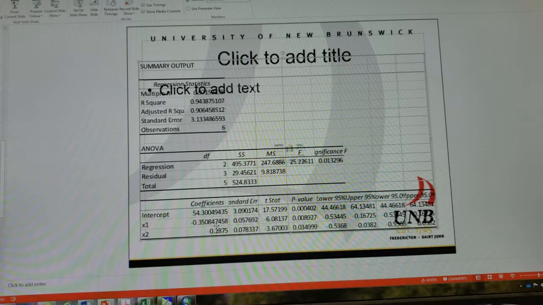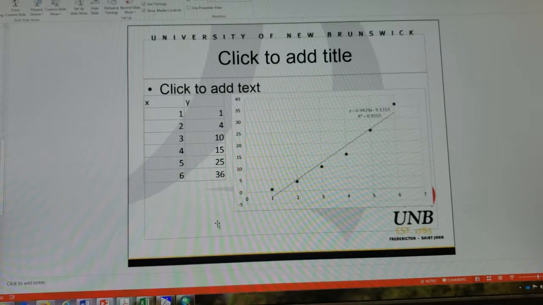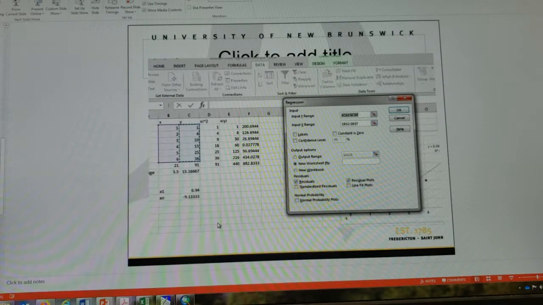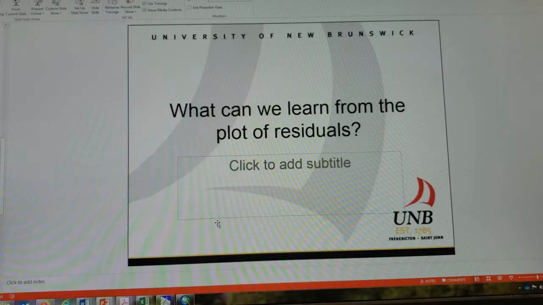But now let's take a look at what this means. Let me just scroll through here. We run through our regression. We did this already in our other class, and we talked about residuals. So now I'm going to bring up our data.